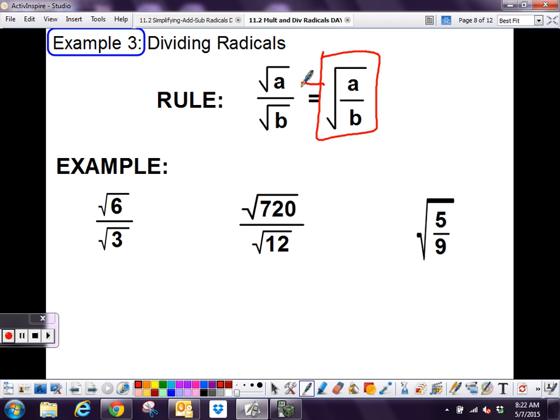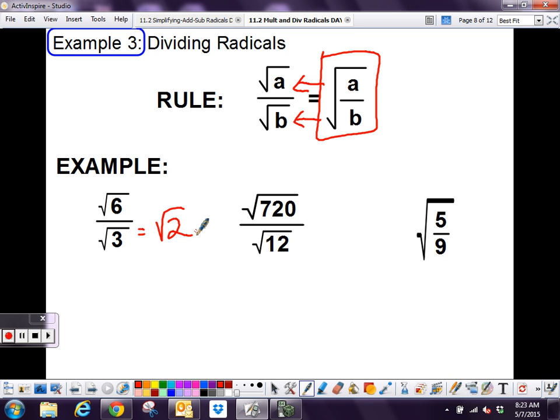That is going to break into the square root of a over the square root of b. If you can divide those numbers, then you can just divide them. So in this first example, if I have the square root of 6 over the square root of 3, I can just say that that's the square root of 2, because 6 divided by 3 is 2, which makes it really nice. It's just hard sometimes to recognize that.